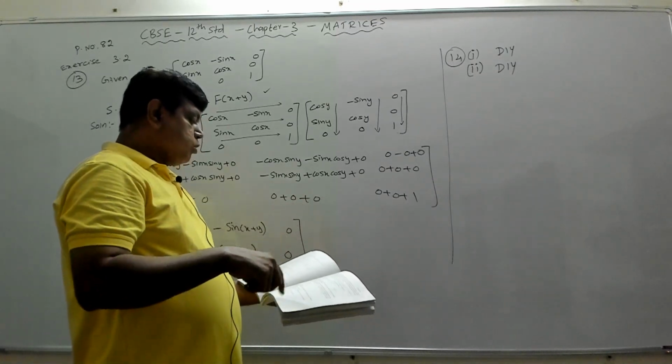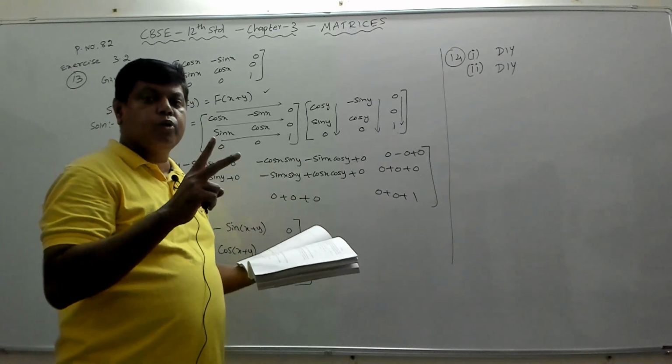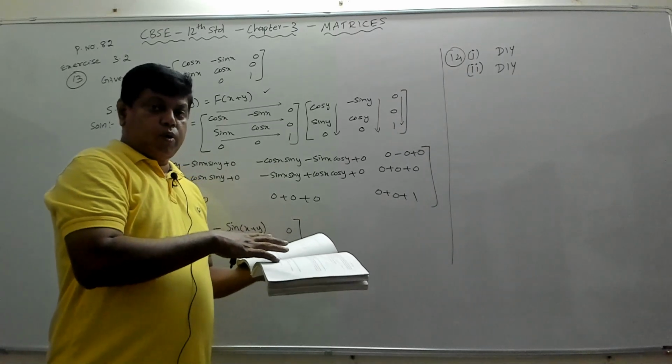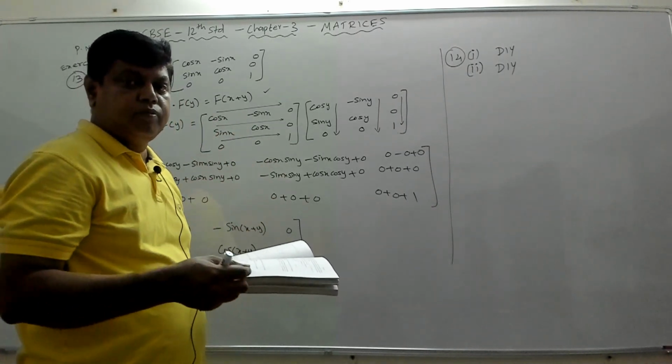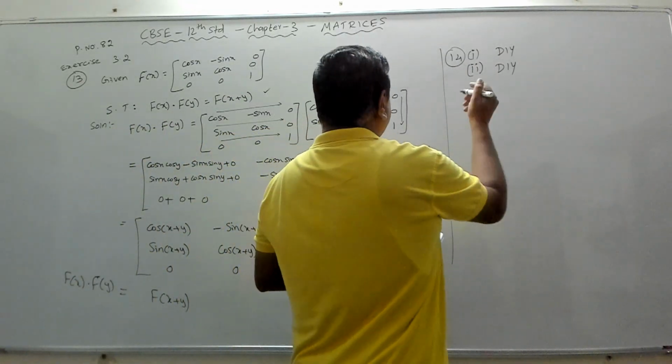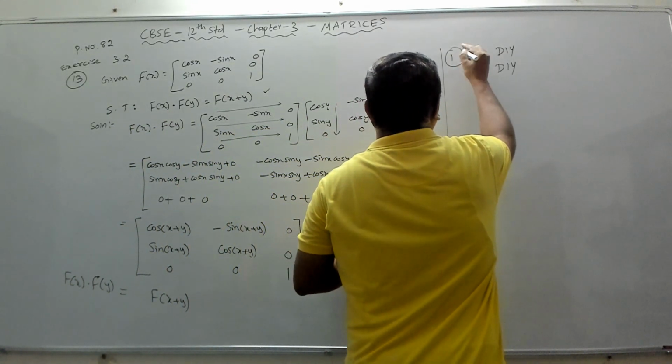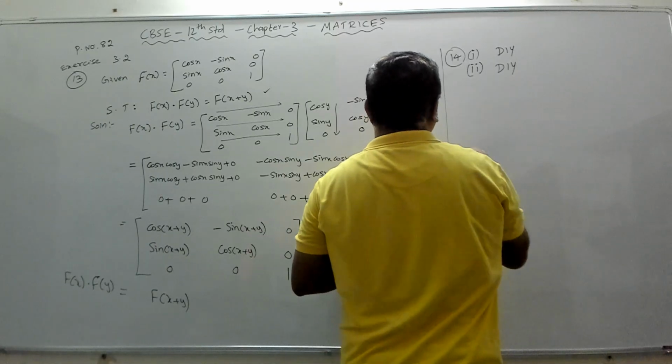Similarly, second part also, you have two matrices on the left side. Multiply the two matrices on the left side, you will get one matrix. Multiply the two matrices on the right side, you will get another matrix, so that they are not equal. Fine. So that can be done. It's a normal multiplication, so I am not doing it. You can do it. So the 14th problem is homework.